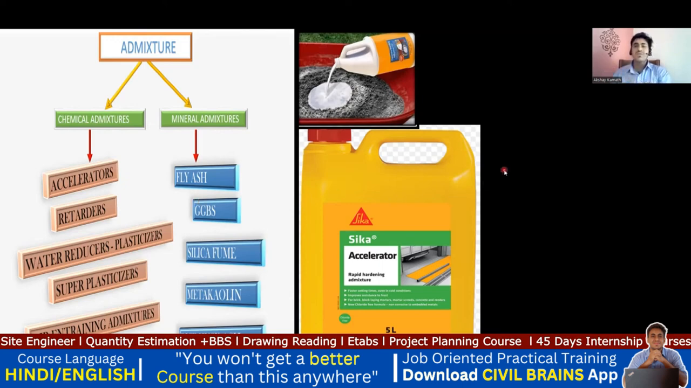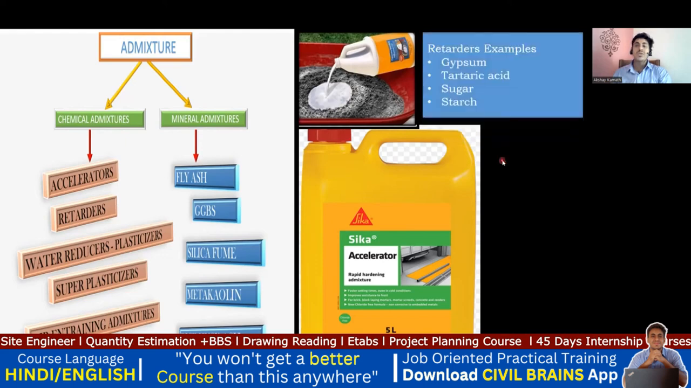Then they may ask you about the retarder. Can you name some retarders? We can say sugar. Sugar is a very good retarder. If you add a certain amount of sugar in the concrete, it's going to delay your setting. You can say gypsum. If you remember, during the manufacturing of cement, we used to add gypsum. Why was that gypsum added? So that it delays the setting. So again, that was acting like a retarder.